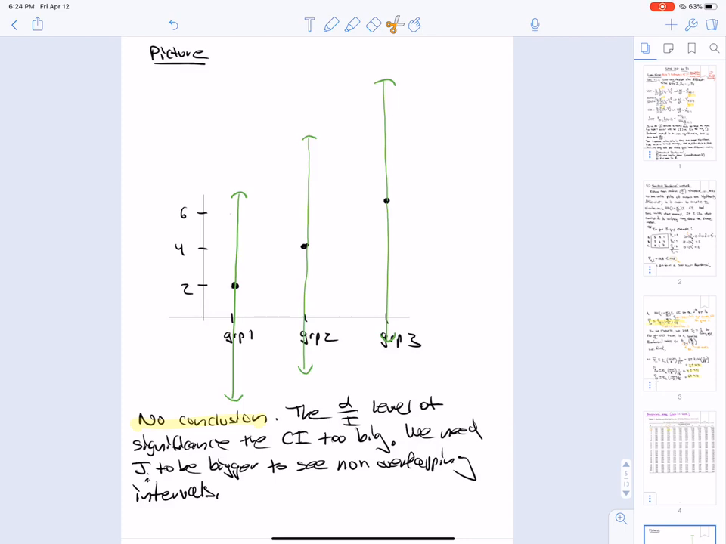And again, the reason for this is because the alpha over I level of significance is making the confidence intervals too large. To solve this problem, you would need to have a larger number of observations.